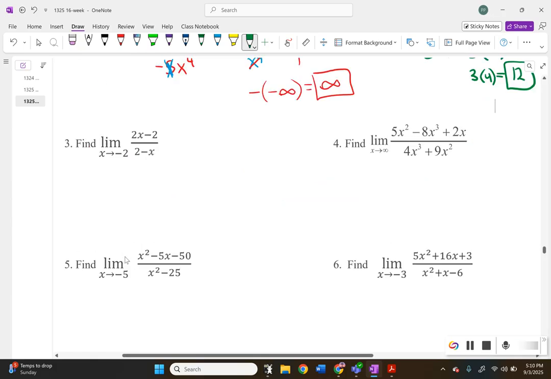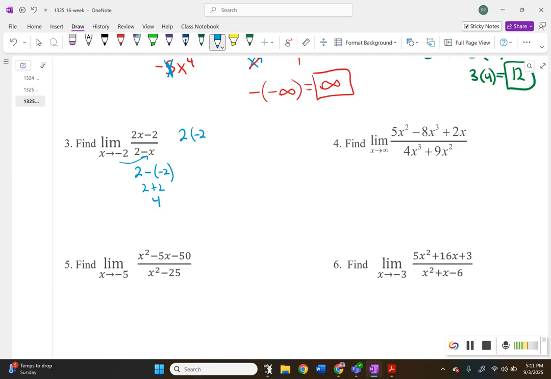Number 3, the limit as x approaches negative 2. So the first thing we try to do is plug negative 2 straight on in. So we get 2 minus negative 2, which is 2 plus 2, which is 4. So this can be done. So we're just going to plug it in.